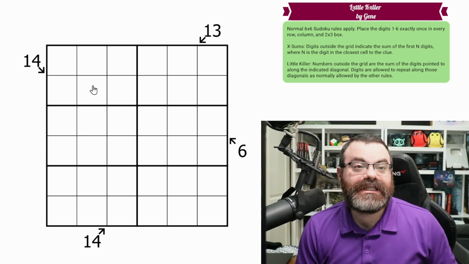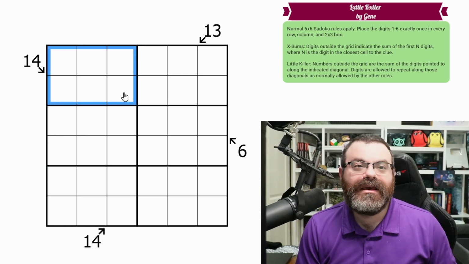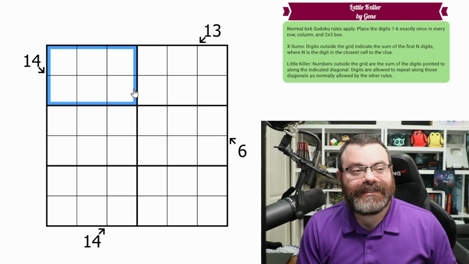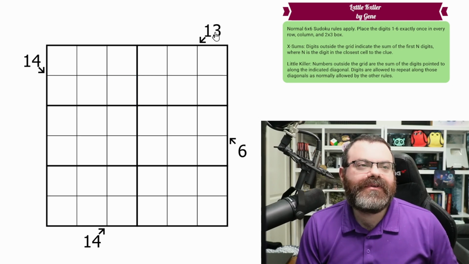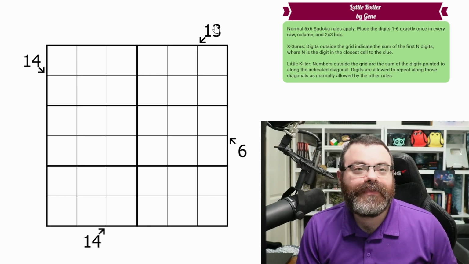We do have normal 6x6 Sudoku rules, so in each row, each column, and each 2x3 box, we are placing the digits 1 to 6 exactly once each. We also have clues outside the grid. They do multiple things. First of all, they are X-sums, so we ignore the little arrow there.